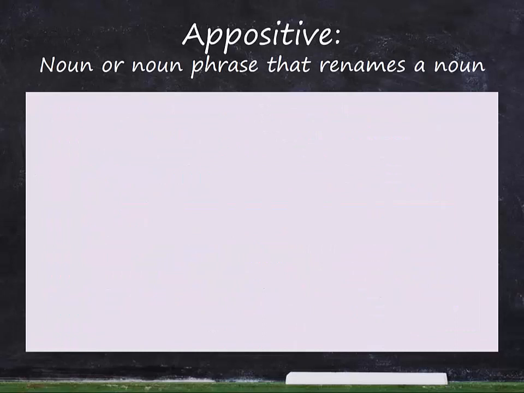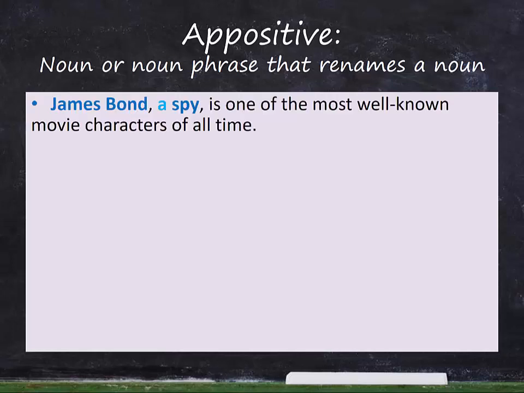Now let's look at appositives. An appositive is a noun or noun phrase that renames another noun. Let's look at an example. James Bond, a spy, is one of the most well-known movie characters of all time. The main noun here is James Bond. Who is he? A spy. If we had a picture of James Bond, we could point to the guy and call him either one of these, and it would still mean the same guy. James Bond equals spy. We've renamed him, so this is an appositive.